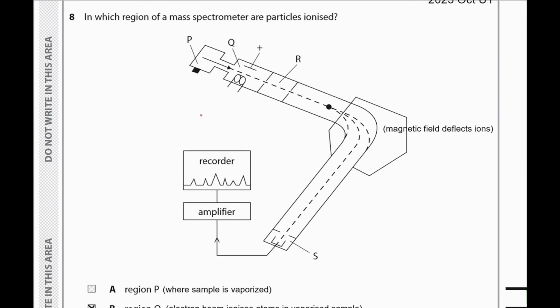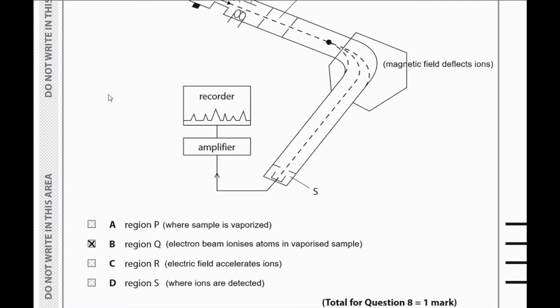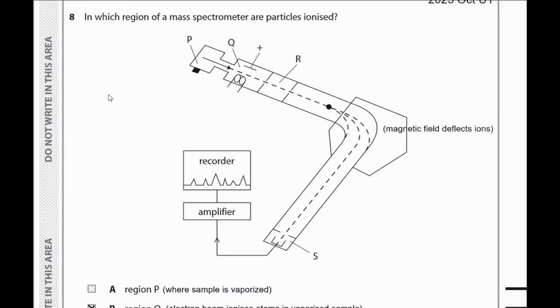Now, in which region of a mass spectrometer are particles ionized? Now, this is a nice question. You have to check out the regions P, Q, and R right here. Now, in region P it is not, because in region P the sample is vaporized. Yes, region Q is known as the ionization chamber because it consists of an electron gun which shoots electrons towards the vaporized sample, and the molecules present in the vaporized sample collide with these electrons, and this results in the atoms in the vaporized sample being ionized. So yes, region Q is the correct answer.